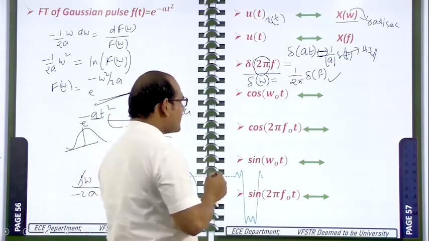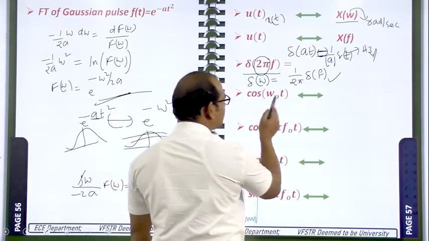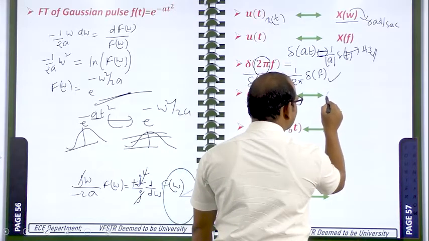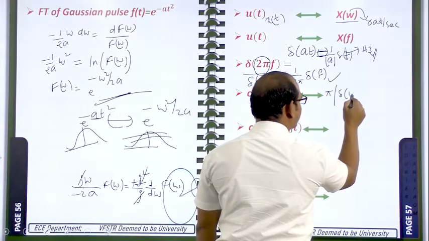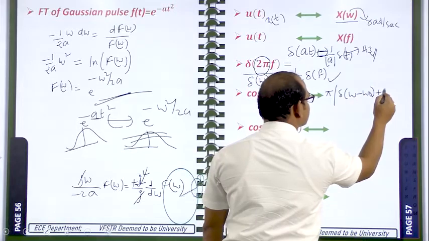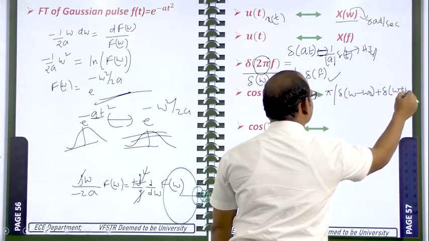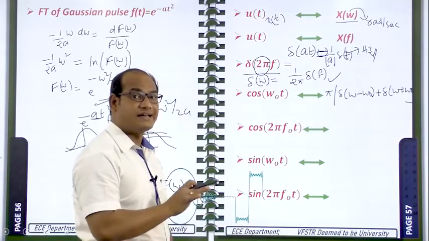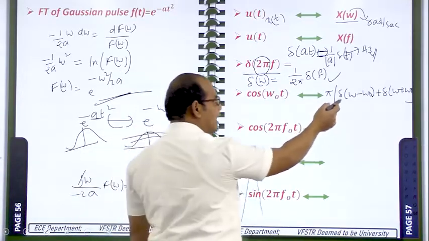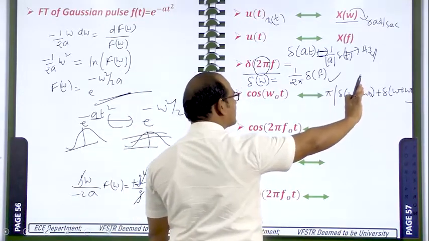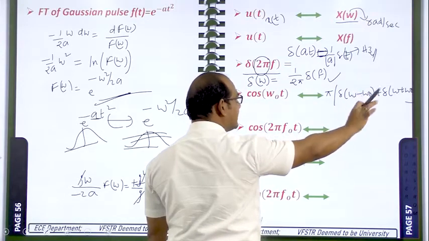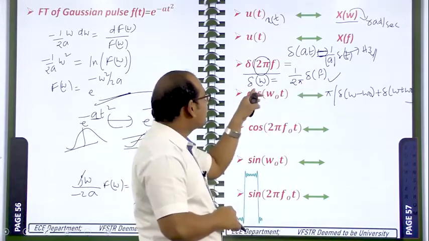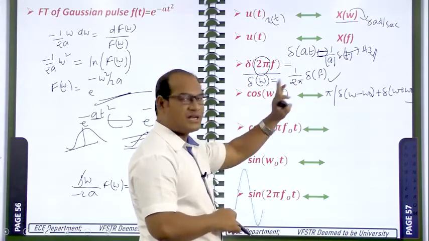Then what is the Fourier transform we got for cos omega naught t? Previously we did that: it is pi into delta of omega minus omega naught plus delta of omega plus omega naught. This is written in terms of omega. Now if you want the same Fourier transform of cos omega naught t in terms of f, then we need to use this expression. Wherever delta of omega is there, we can write 1 by 2 pi delta of f.